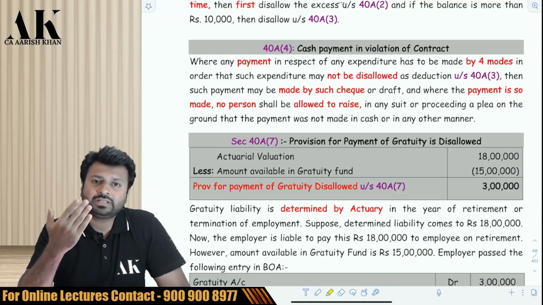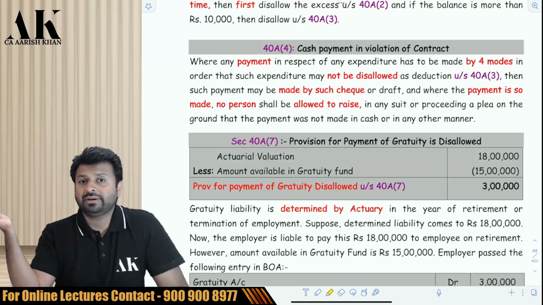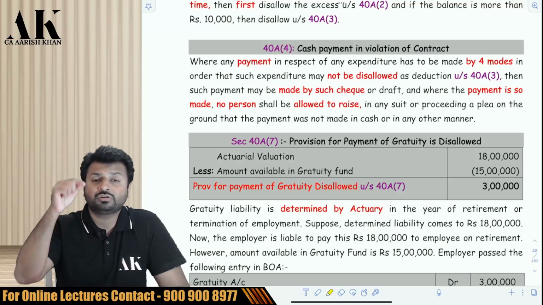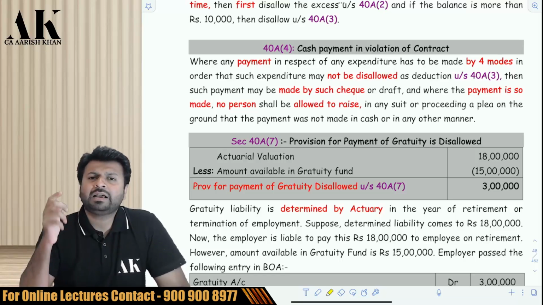After 2 months, when I had to make the payment, I did not pay in cash but made the payment by account payee cheque, because I know that if I pay in cash, then my expenditure will be disallowed under section 40A(3). So I made the payment by cheque instead of cash, even though it is written in the contract that I should make the payment in cash. But still I made the payment by account payee cheque.